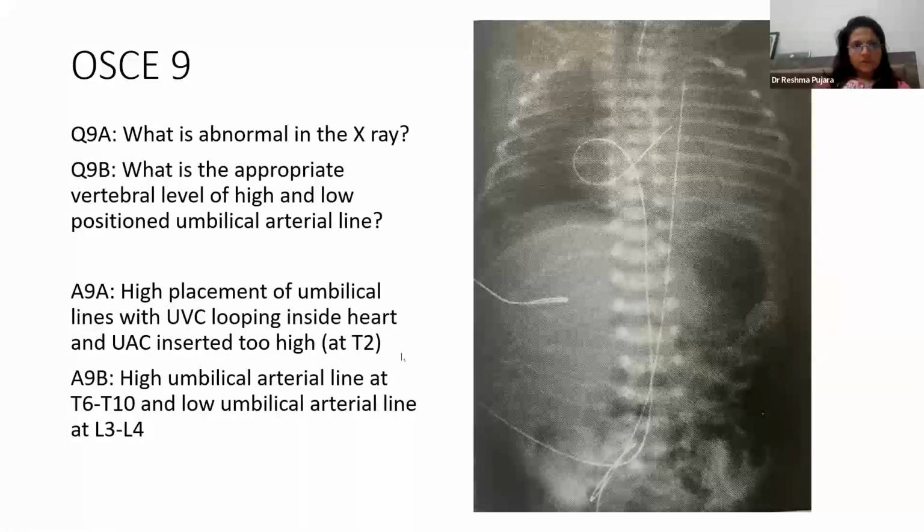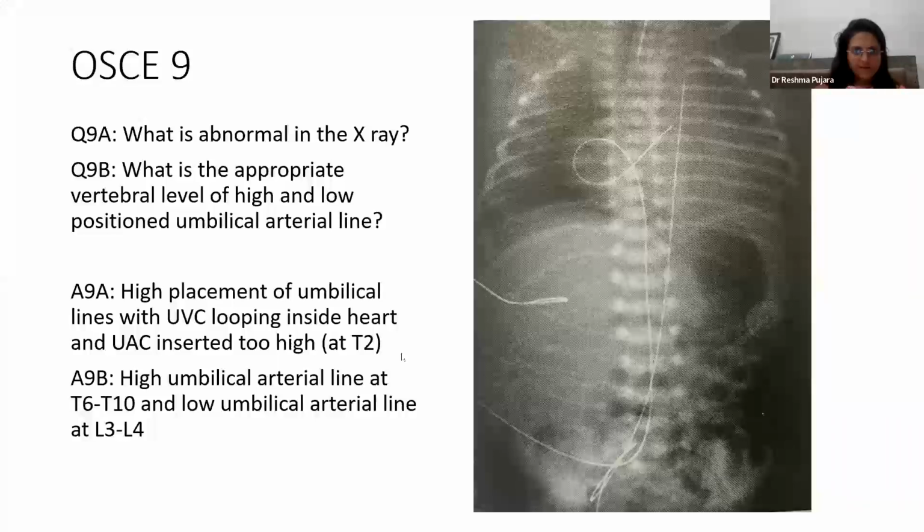Okay, so you have identified, right? High placement of umbilical lines with UVC looping inside the heart, and UAC inserted very high at T2. For a high umbilical arterial line, the level is T6 to T10. Some books say T6 to T9. And a low umbilical arterial line is at the level of L3 to L4. Okay. Why is it important to maintain the correct position of the umbilical arterial line? What is wrong if your umbilical arterial line is at T12?